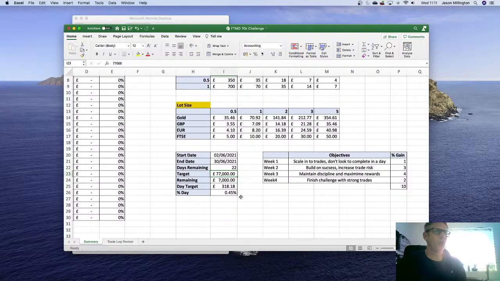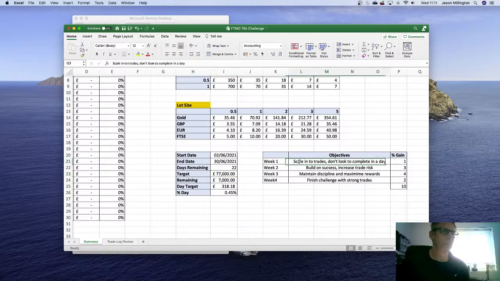I also like, when I start these challenges, to set down my objectives for the whole month. So for week one, literally just looking to scale into some trades. Don't look to complete the challenge in one day. I've seen so many videos of people saying, I did the challenge in one day, one trade. To do that is a massive amount of risk, and yes, it can be done, but for me it's just too much pressure.